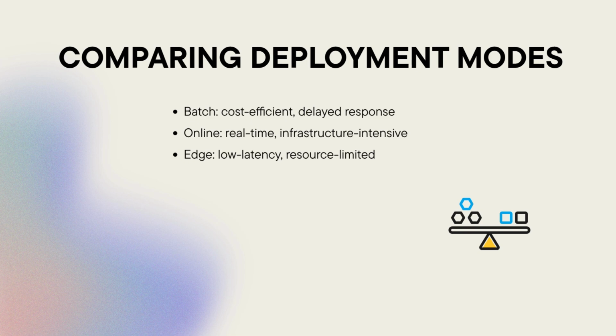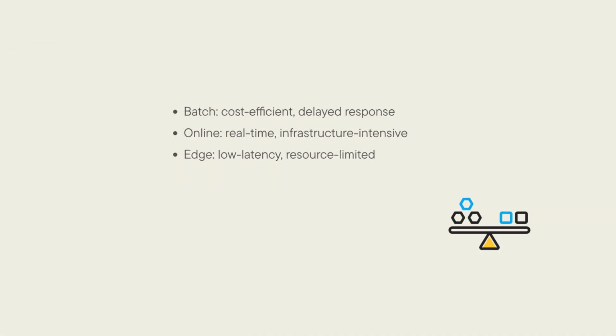Many organizations use hybrid approaches. For instance, training centrally, deploying online APIs, and running lightweight models at the edge. The right choice depends on balancing latency, privacy, cost, and scalability against business requirements.